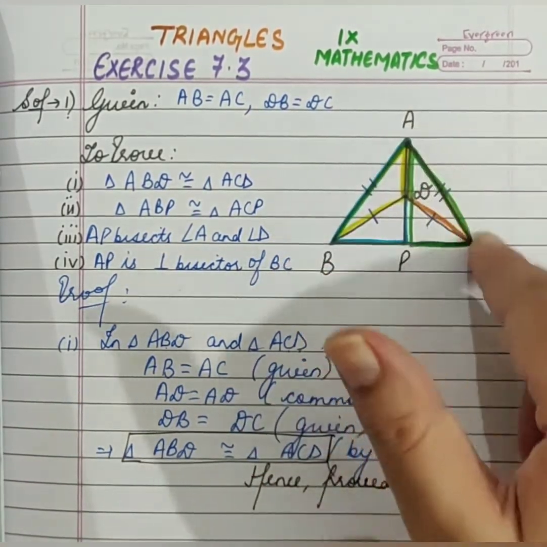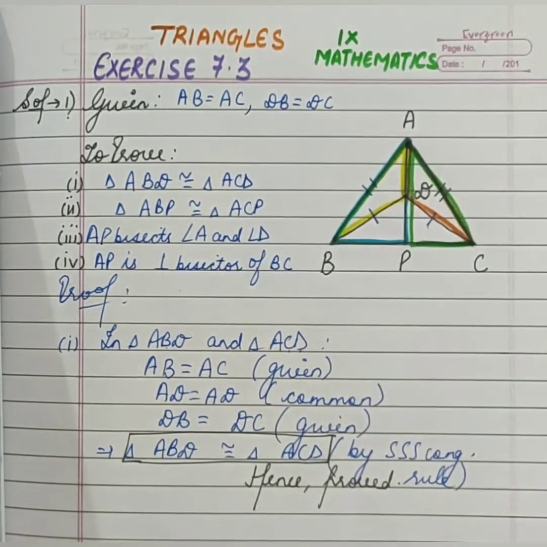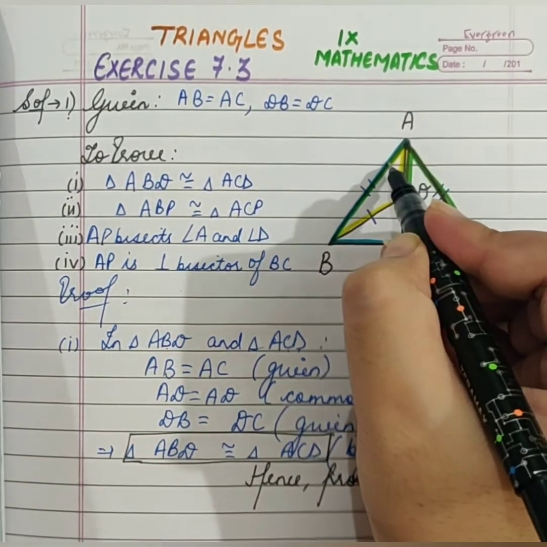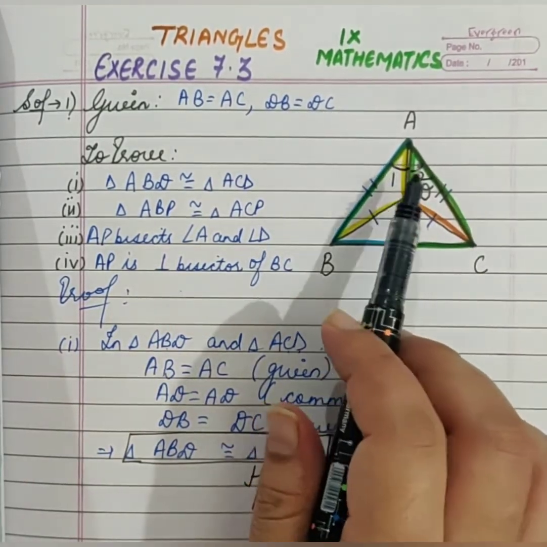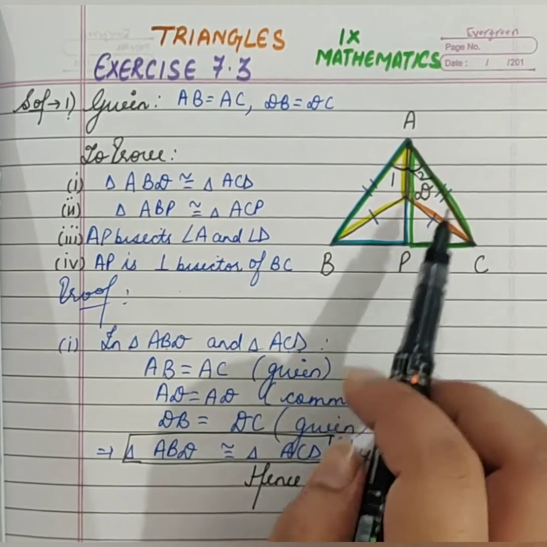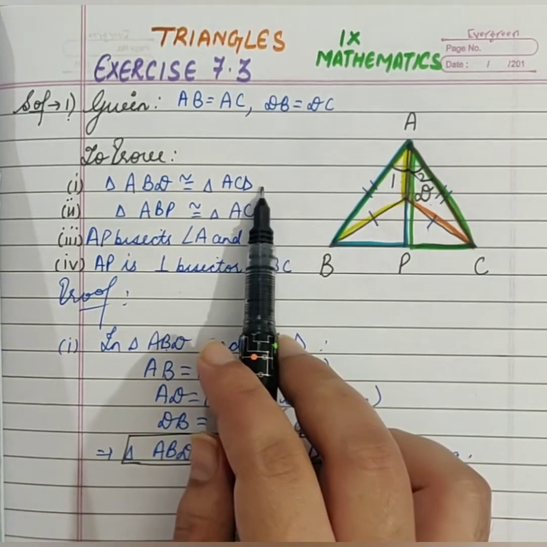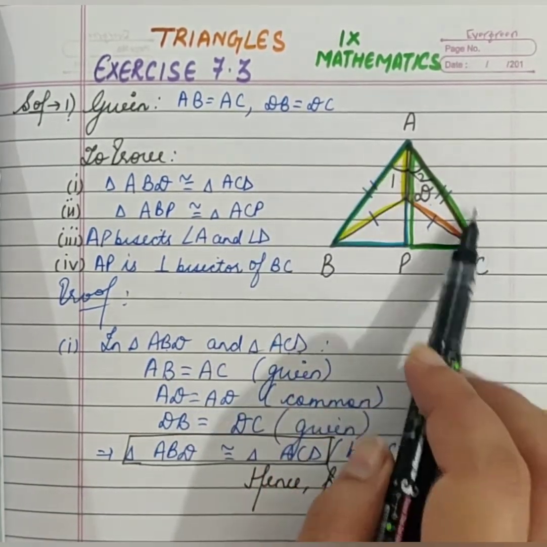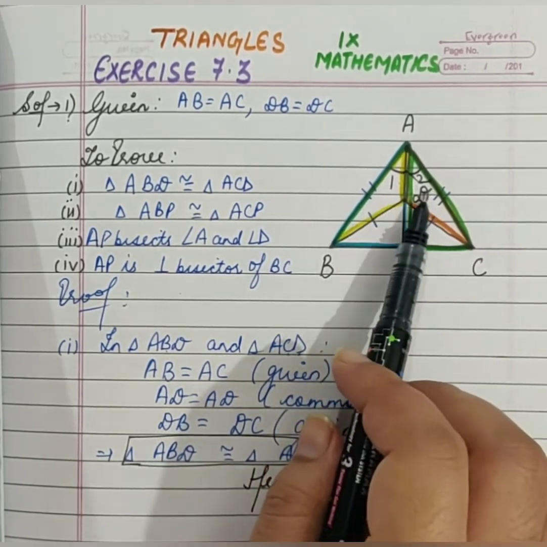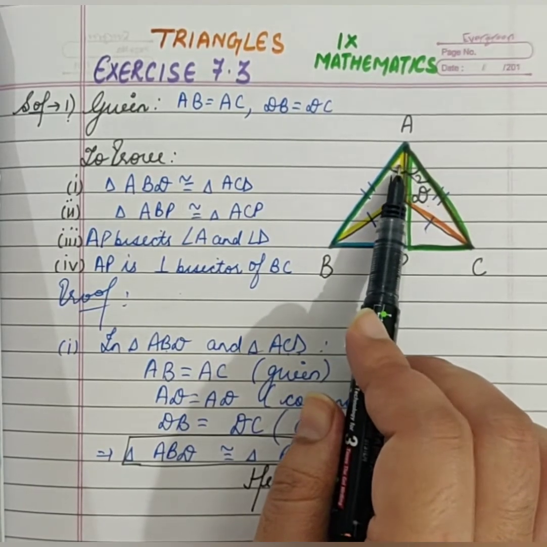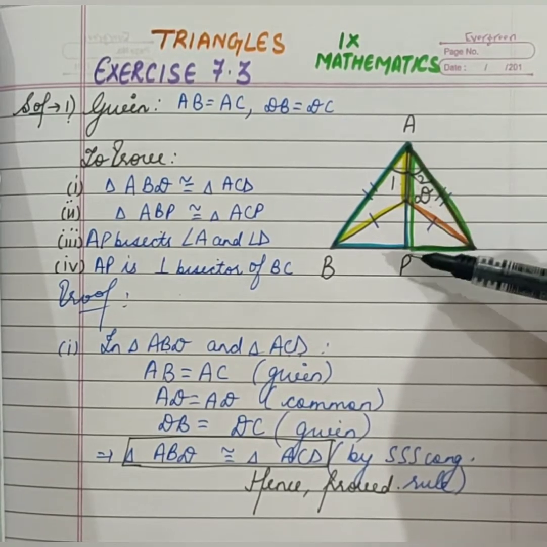This ABP and ACP. See, AB of blue triangle is equal to AC of green triangle. Also, let me name it as angle 1. This is angle 2. Angle 1 of this blue triangle is equal to angle 2 of green triangle. Why are angle 1 and angle 2 equal? This is by CPCT of first part, because in first part we proved orange and yellow triangles congruent. So by CPCT of that, we can say angle 1 is equal to angle 2. And the third condition is this AP is common in both the triangles.